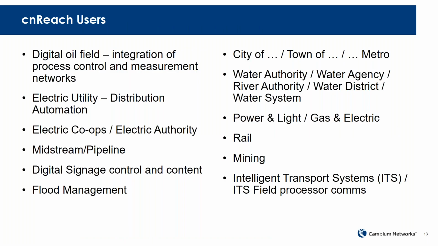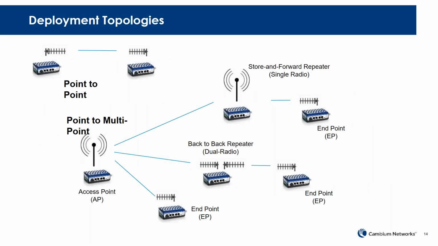So you can see that was a couple examples of case studies where we've deployed CNReach. The number of applications and the type of users is really almost unlimited. You can see a long list of the types of customers that could be using CNReach in various forms or fashions as they automate processes and look to do that very reliably and securely.